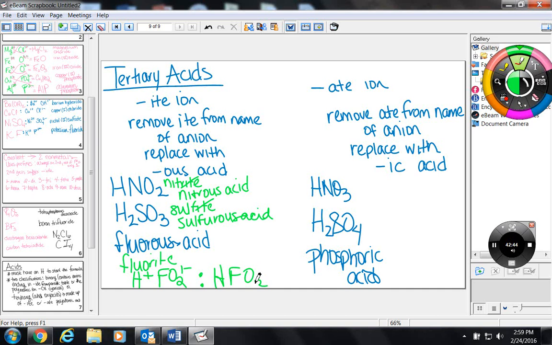All right? Over here, for -ate ions, I take off the -ate, and I replace it with -ic. NO3 is nitrate. I take out the -ate, I put on -ic. So this is nitric acid. H2SO4. SO4 is sulfate, so it becomes sulfuric acid. Just like sulfurous, it will become sulfuric.